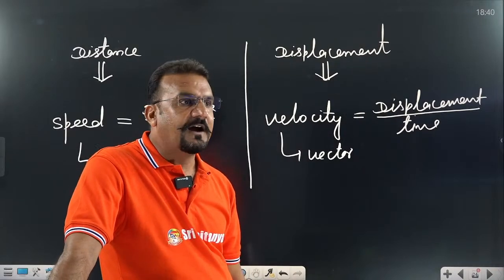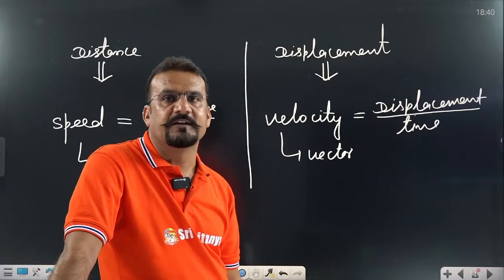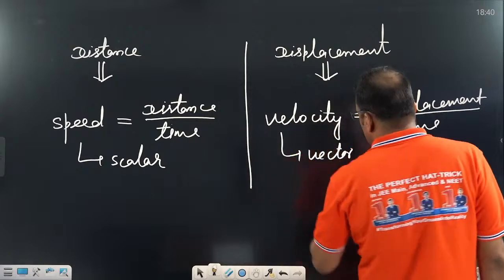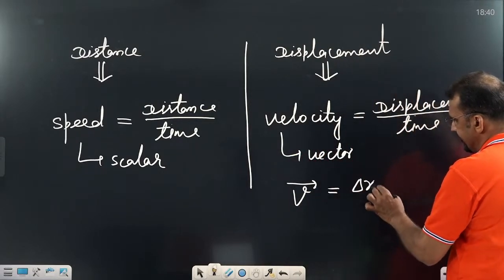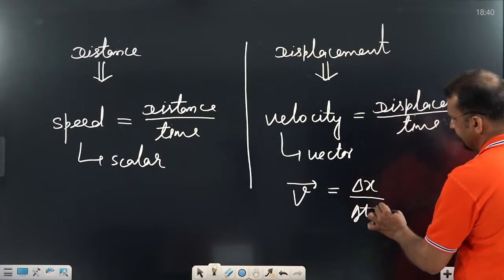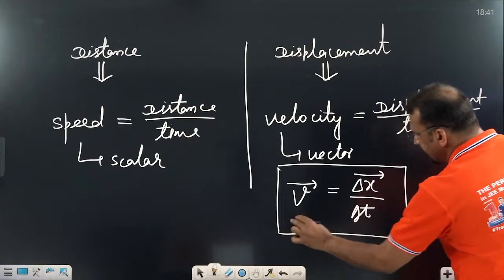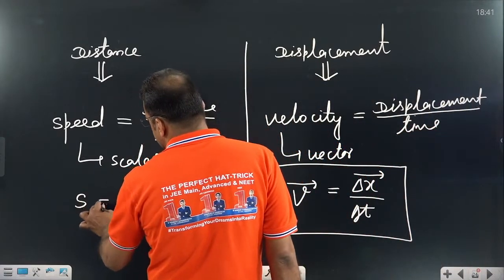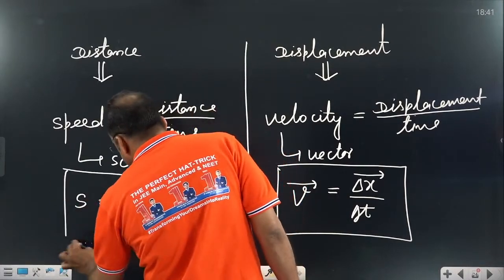Now the question is how to calculate distance, how to calculate speed and how to calculate velocity. In velocity you can write this formula in a small way: velocity equals delta x divided by delta t. Delta x means not displacement, this is change in position. And as far as speed is concerned, you can write speed equals, in general, distance upon time.